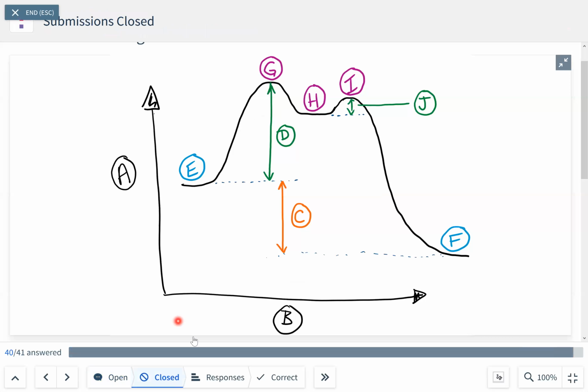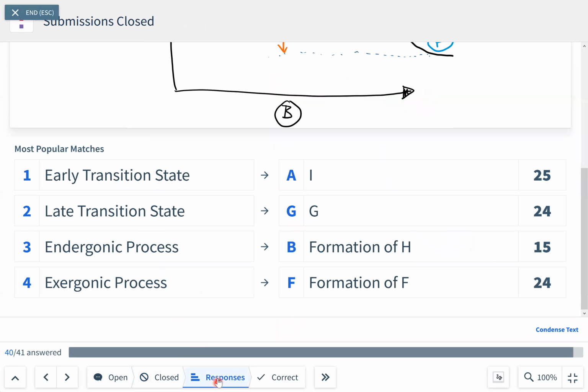Okay, let's see what everybody put. Okay, so it's basically the 24, 25, 25, 24, 24. These three questions seemed to have the highest agreement. Okay, so, right, so early and late transition states.